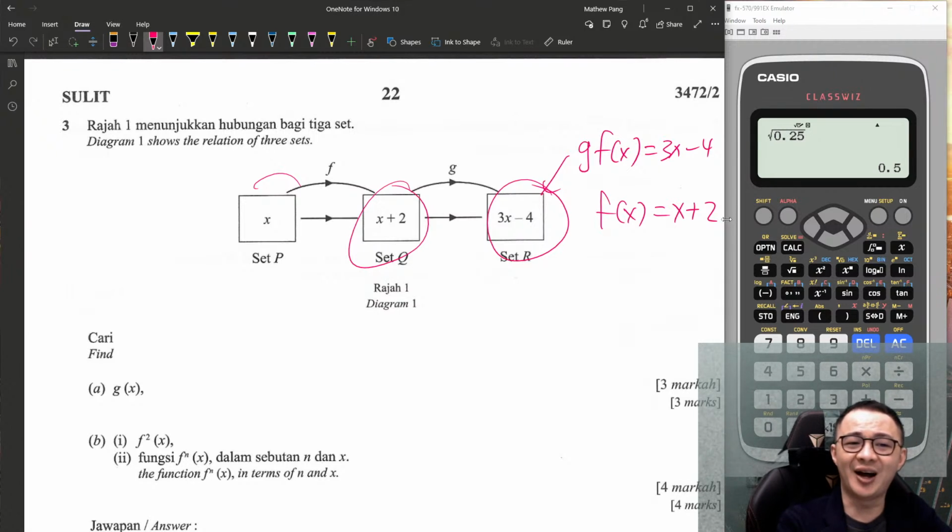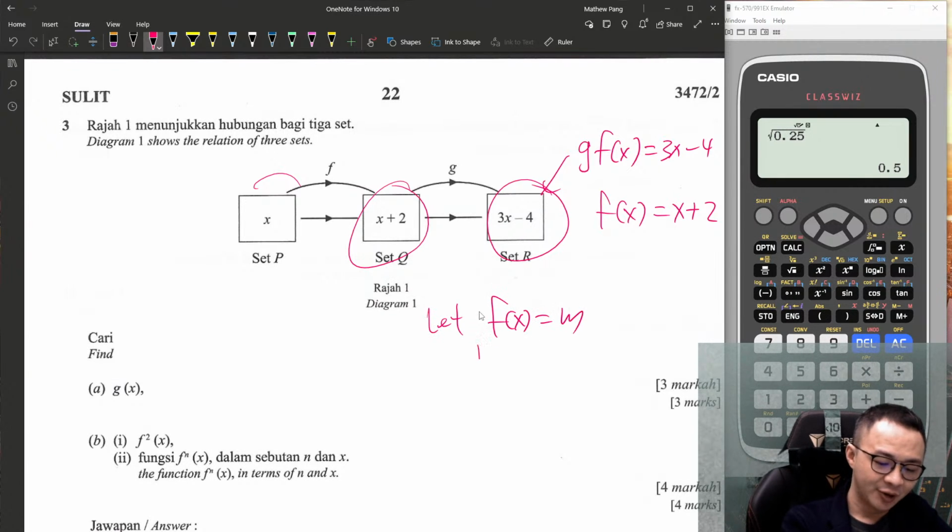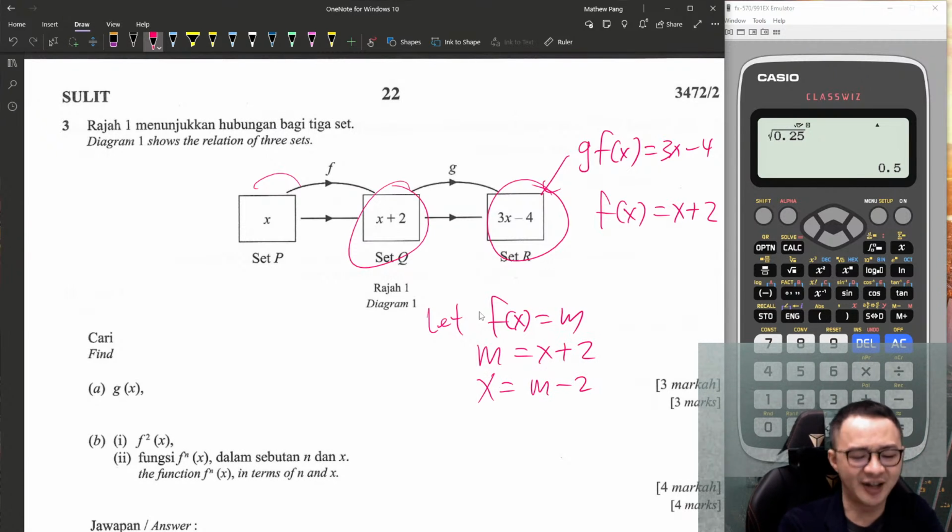I'm not sure why KSSM loves function so much, because for paper 1 we have function already. They want you to do function again. Okay, so I will let f(x) equal m. So m equals x plus 2, so x is basically equal to m minus 2. Basically, I find the inverse function of f. So gf(x), that is g(m), equals 3x minus 4.